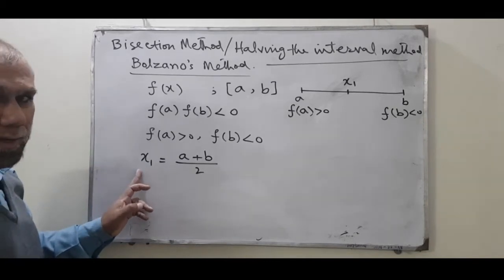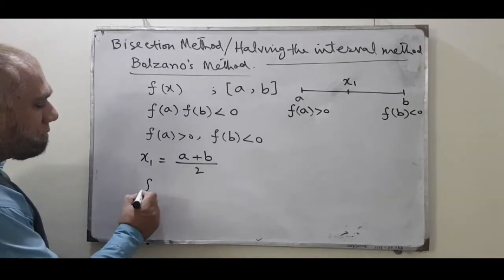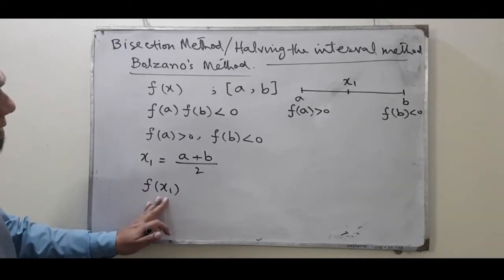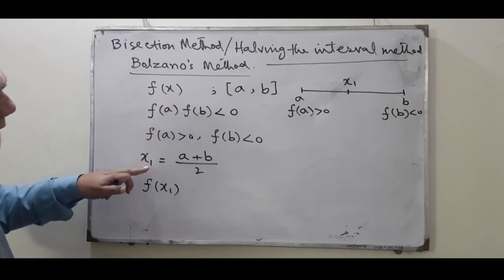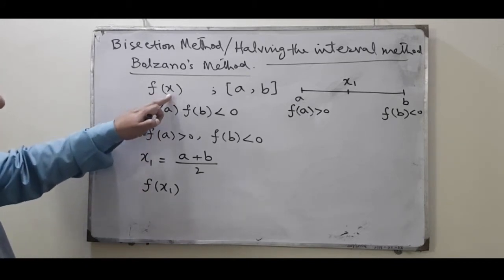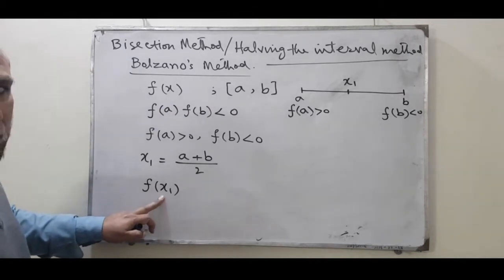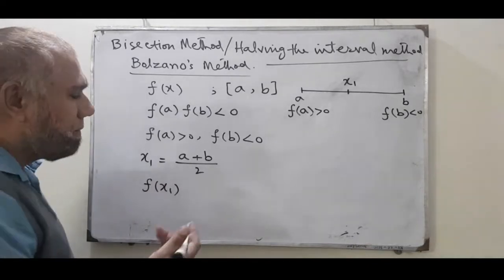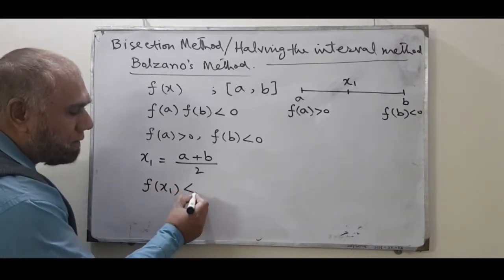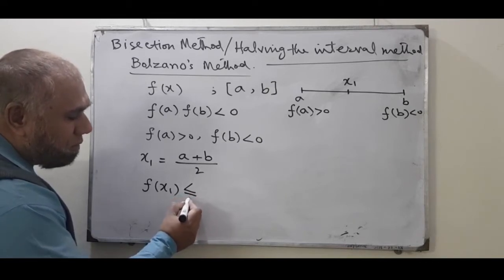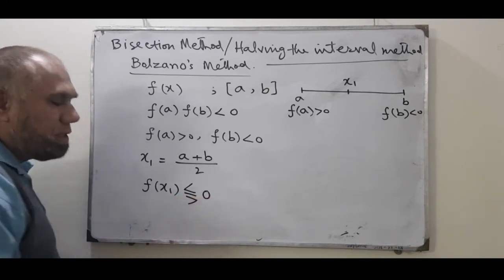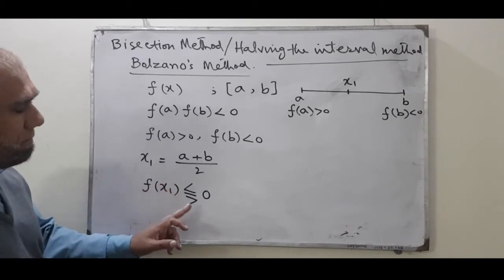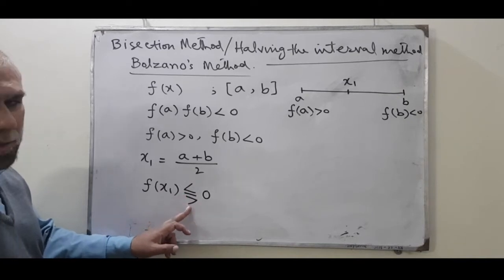After finding the midpoint, the next step is to find out the value of the function at x1. Whenever you find out the value of the function, you have to place this value x1 over here, and then you will be getting some value. And that quantity may have three possibilities. Either this can be less than 0, or equal to 0, or greater than 0. So either this can be negative, or equal to 0, or positive.